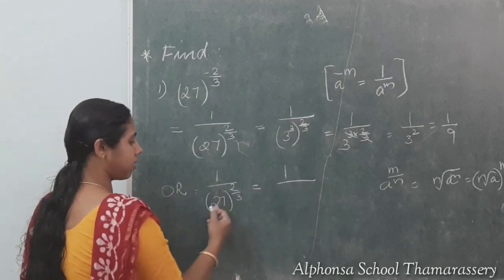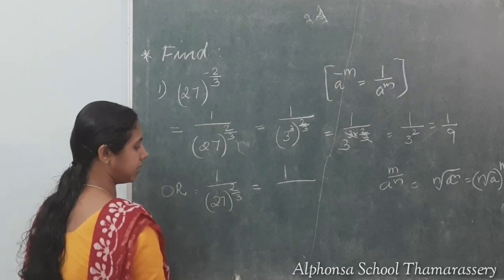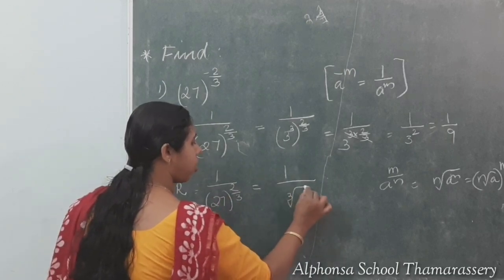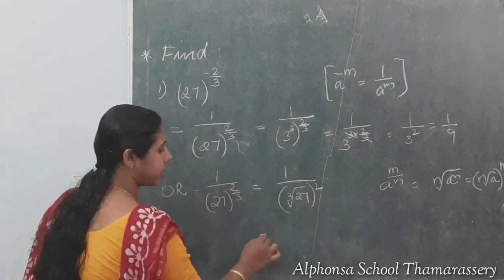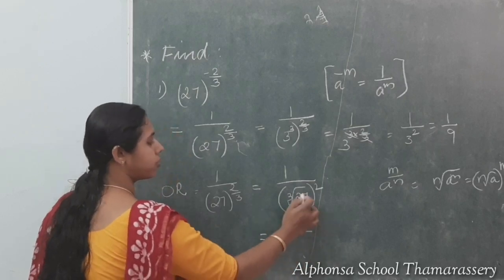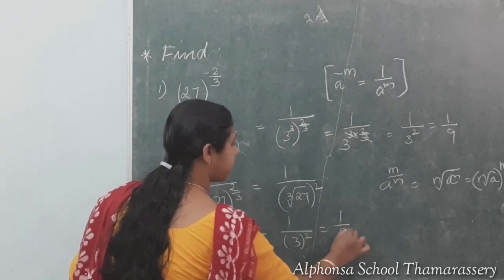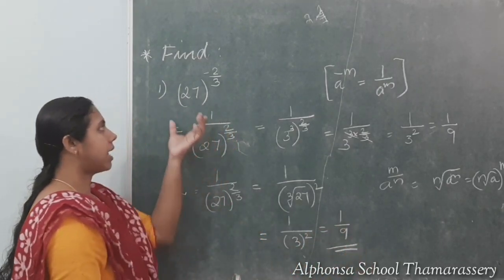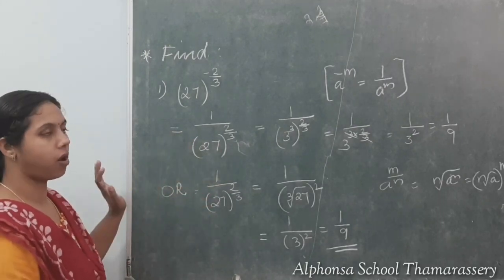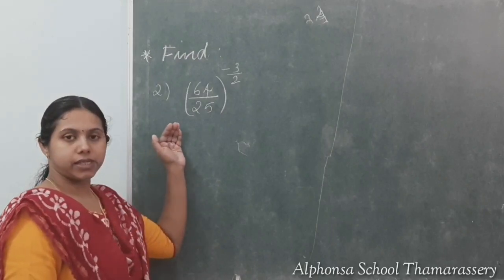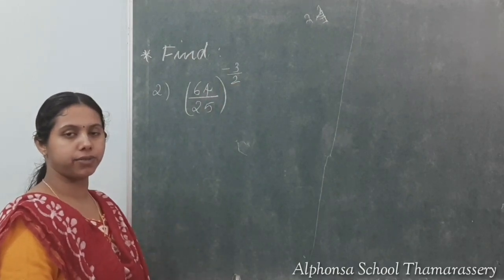So if you are applying this law here, then it will be 27 whole raised to 2 by 3. We can write it as cube root of 27 whole square, which is equal to 1 by, cube root of 27 is 3, 3 whole square, that is equal to 1 by 9. So you can answer in both ways. Whichever is convenient for you, you can opt for that. See the next question. 64 by 25 whole raised to minus 3 by 2.